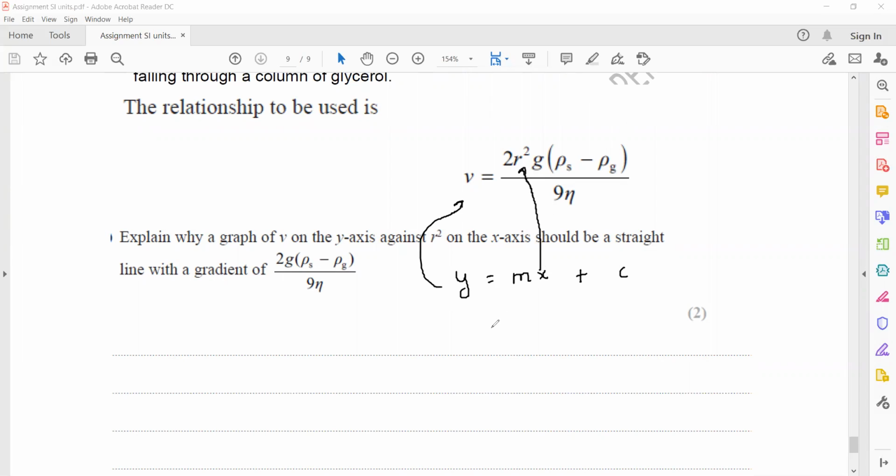So what I'm left with, other than r square, that's the gradient. What I'm left with is 2g, the difference in the densities, divided by 9 eta. So 2 is constant, gravity is constant, density is constant at a specific temperature, 9 is constant, and viscosity is also constant. So all the constants are involved. That's why, if all the constants are involved, it means it will be a straight line.